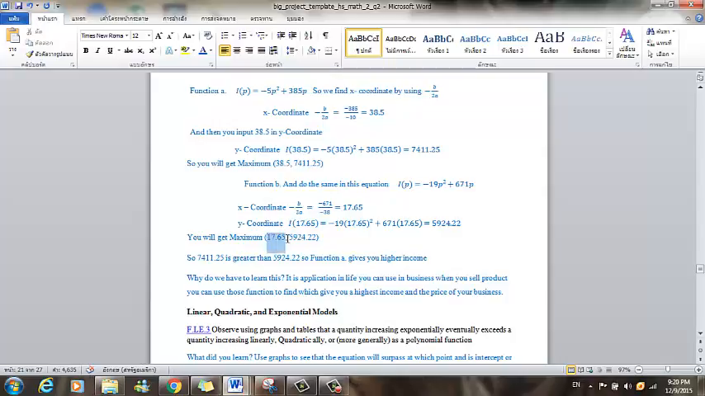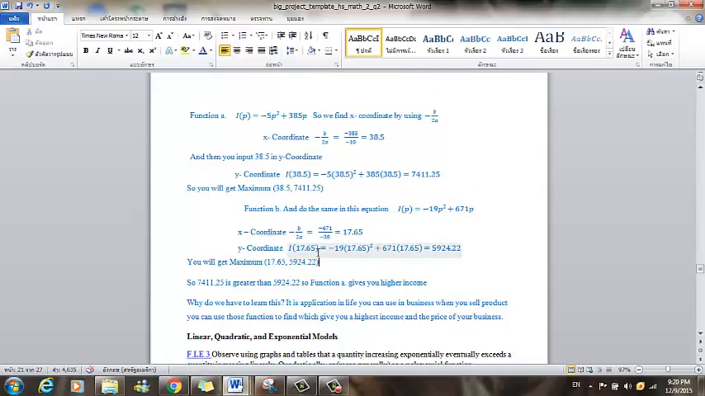So this is x and this is y. Now you can see which will give the highest income. 7,411.25 is greater than 5,924.22. So function A will give you the highest income.